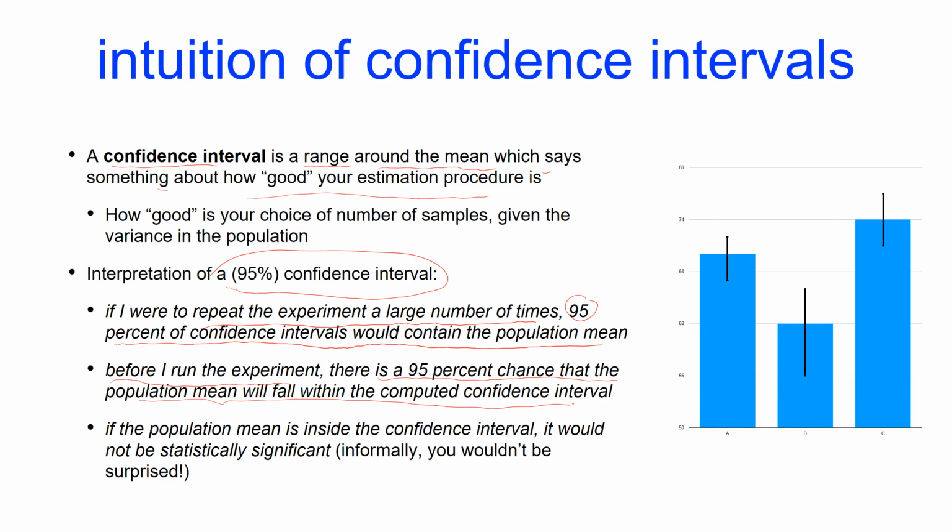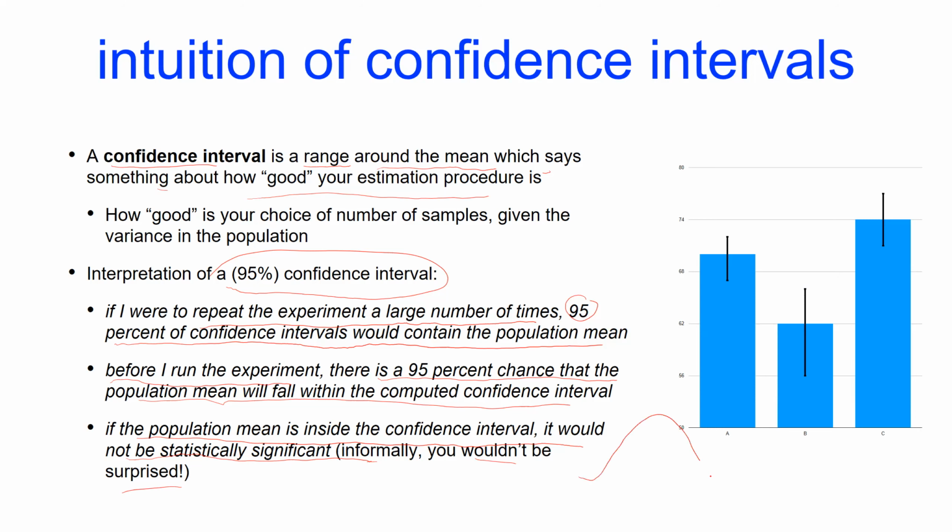They are more or less very similar. Another one: if the population mean is inside the confidence interval, it will not be statistically significant. So informally, you will not be surprised. Among these three, they are more or less talking about something very similar. At your preference, you can pick one to try to understand what we mean here.